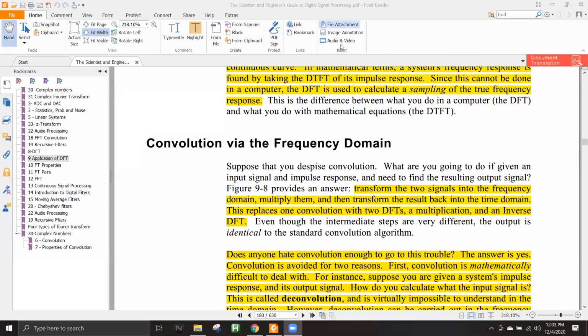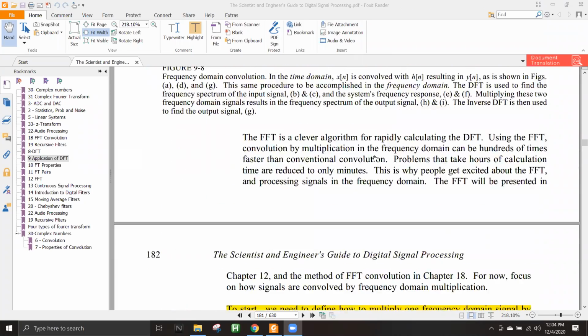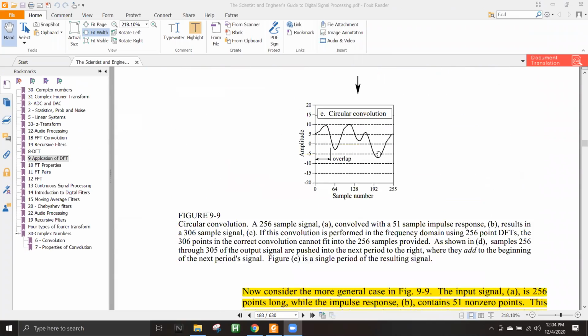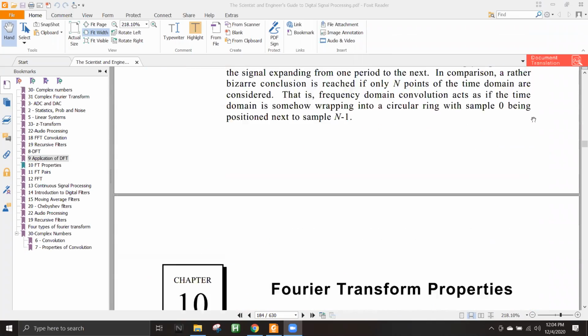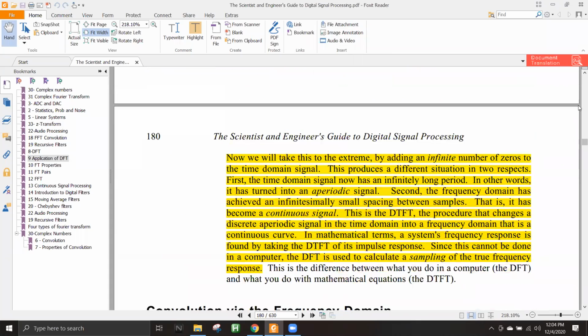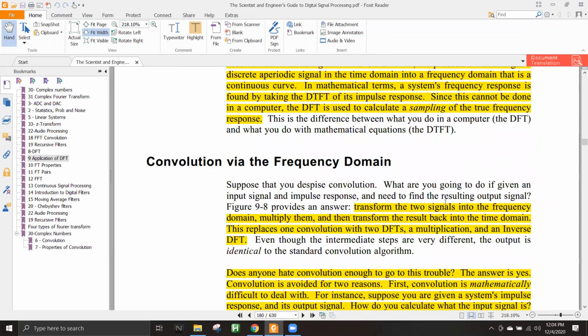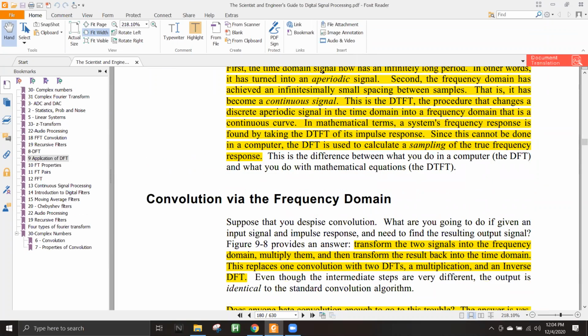So okay, we'll be ending the discussion here. We have one more topic actually after this. This is the last topic of this chapter, convolution via the frequency domain. Let me see how big it is. Okay, so this is just the last topic that we have left, and we'll be finishing it on Monday. So this is all that is up for today.